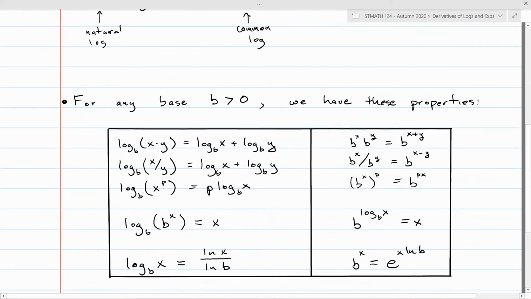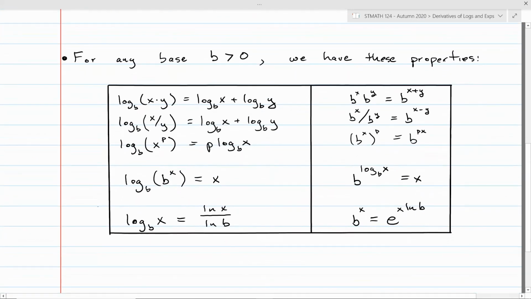The important behaviors are captured in this table here. If you have any base b, then on the left-hand column here you've got logarithm properties, and on the right-hand column you have the corresponding exponential properties. Like this first property here, when you take the logarithm of x times y, you can break that up as the sum of log x plus log y.